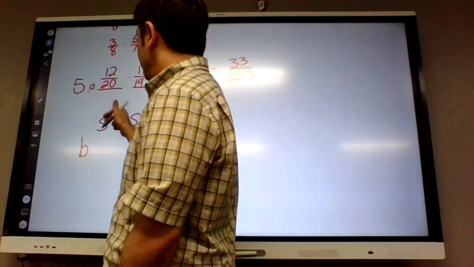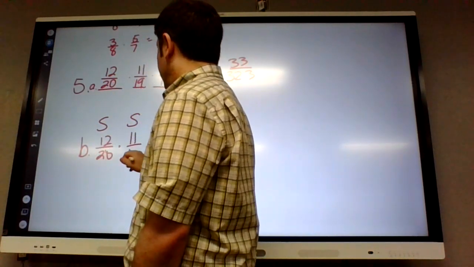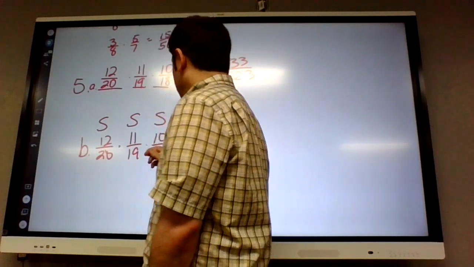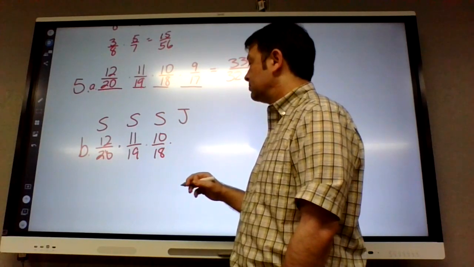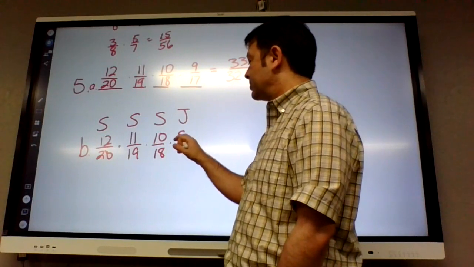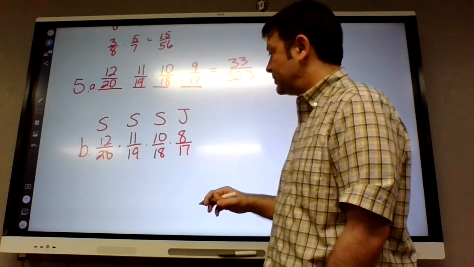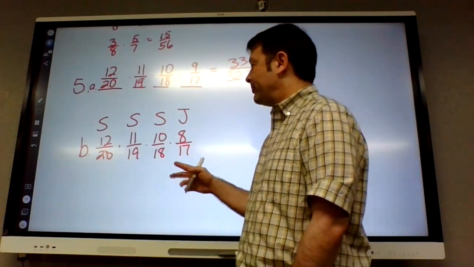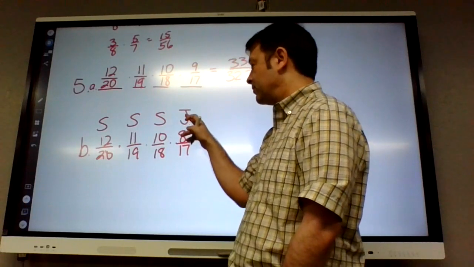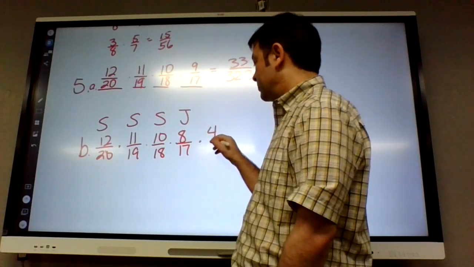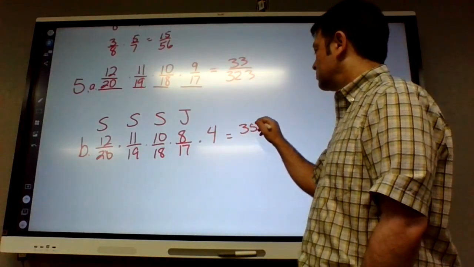Alright, what's the probability a senior will get it on the first draw? 12 and 20. I'm just kind of copying that. So 11 and 19, 10 and 18. Okay, but what's the probability that a junior is going to get the last one? 8 out of 17. Okay, there's 8 juniors to start with, and none of them have been chosen yet. So 8, and there's only 17 students left. Okay, well that's one way it could happen, but there's 4 different combos where that could happen. The junior could be the first, second, third, fourth. So we need to multiply this by 4. 352 over 969.